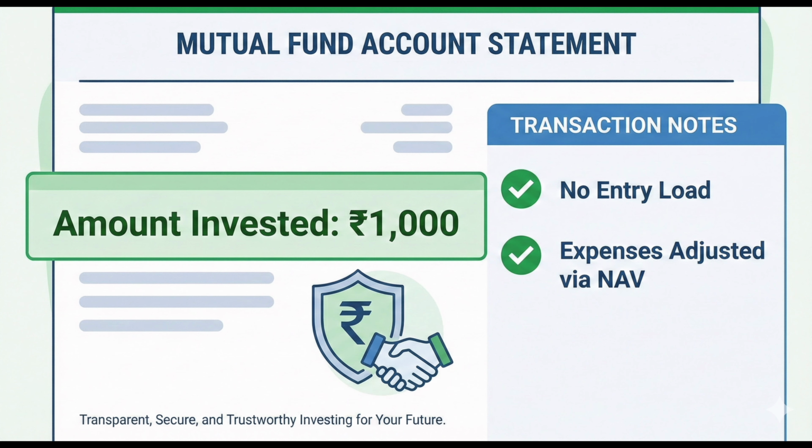Why does your statement always show rupees 1000 invested? Your statement is not hiding anything. It shows rupees 1000 invested because that is the amount you paid. No entry load exists. Expenses are adjusted through NAV daily. Charges reduce returns, not investment amount.